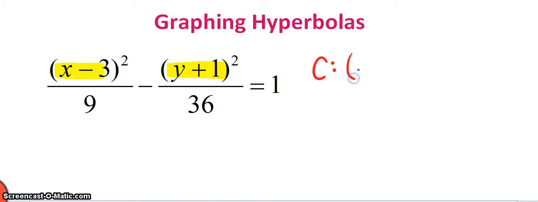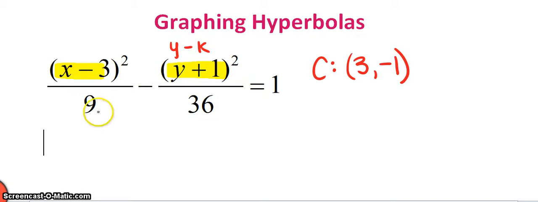So we're really subtracting, our h value is 3, and that goes with the x because it's attached to the x. Okay, and really this is y minus k. So in order to get a positive 1, we'd have to subtract a negative 1. So our center is (3, -1).